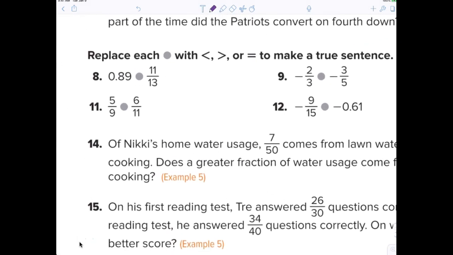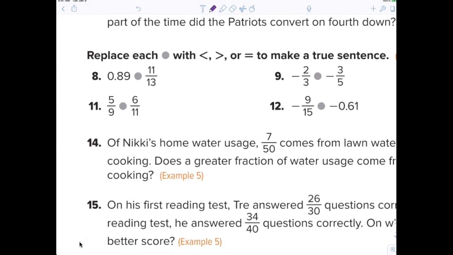Now here, these are where we had to compare. All right. So one way to compare is decimals. Another way is comparing the fractions. Personally, I think it's easier to compare fractions. So I'm going to show you that real quick. All right. So 0.89. Someone tell me what 0.89 as a fraction is. 89 over 100. And then 11 over 13. Now, does anybody remember how you compared fractions last year? What was the quickest way? Remember?